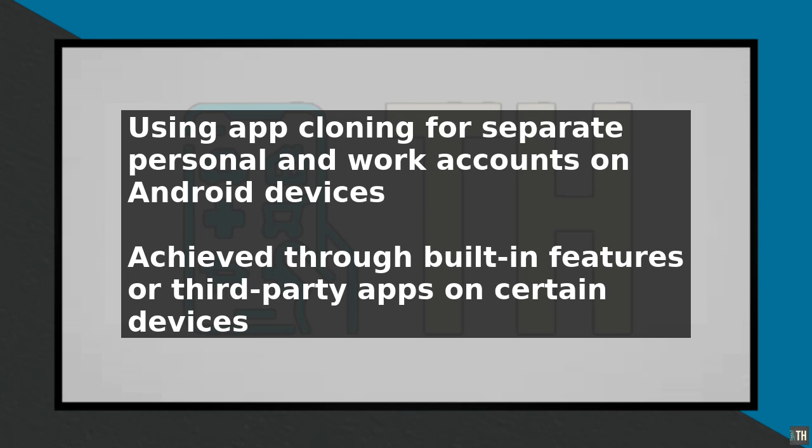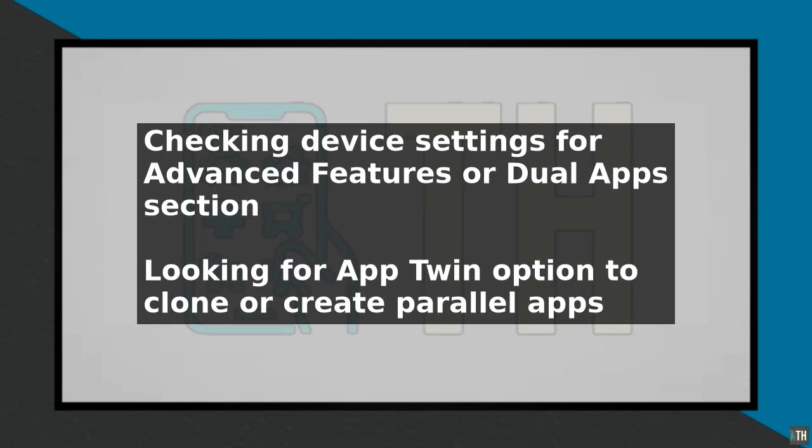First, check if your device has this feature by going to the Settings menu and looking for a section called Advanced Features, Dual Apps, or App Twin. If you cannot find this feature on your device, you can use a third-party app to clone other apps.